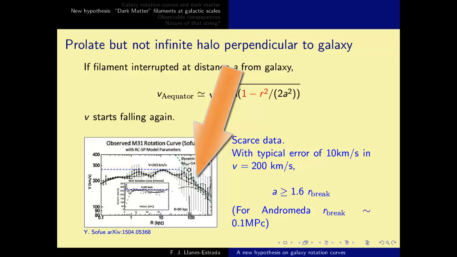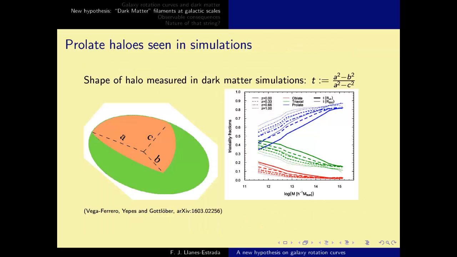The data has large uncertainty bars, but it would suggest that the velocity indeed starts decreasing. If the decrease is about a part in 20, as large as the uncertainty bar, at the first falling points, the height of the cylinder is calculated from that formula to be just a bit larger than 1.5 times the distance at which v of r starts falling. Let's call it r sub break. So, if for Andromeda this break of the velocity curve happens at 0.1 megaparsec, the equivalent cylinder of dark matter that will be causing this velocity would roughly extend 0.16 megaparsec above and below the galactic center.